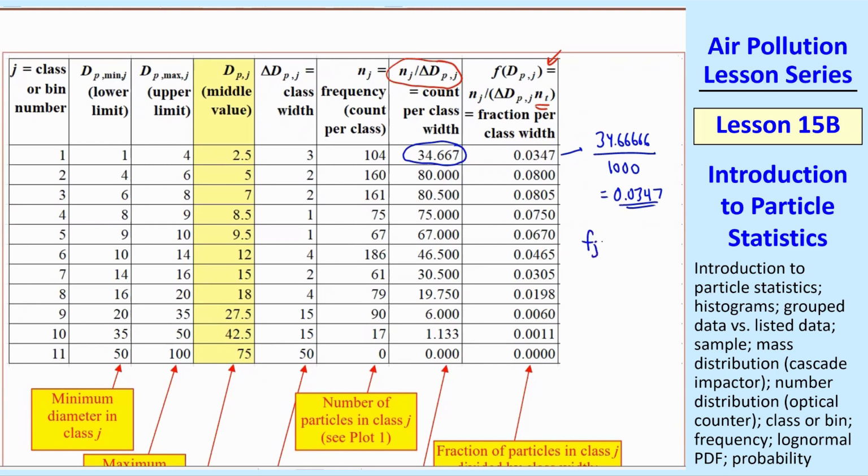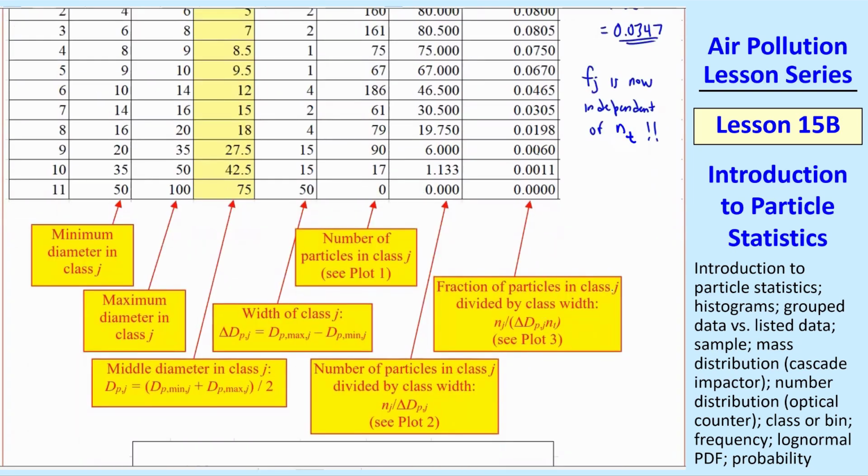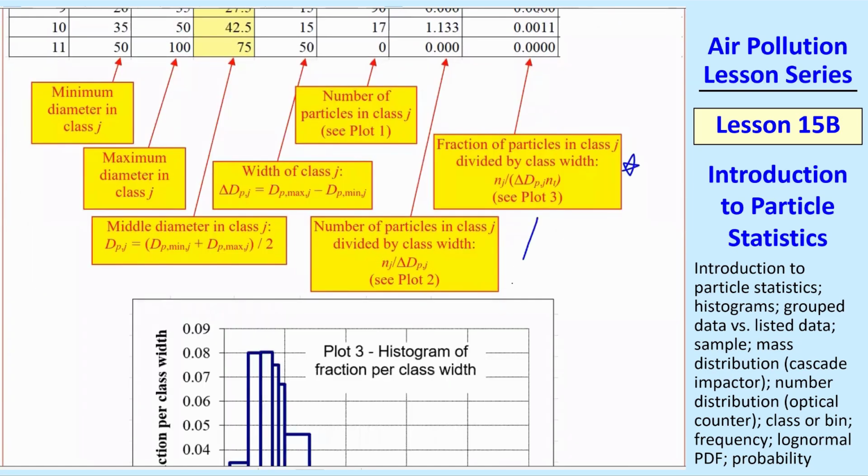Why do we do this? Well, fj is now independent of nt. It doesn't matter how many particles we measure total, as long as we have enough to be statistically valid. Fj doesn't change regardless of how big nt is. We call this the fraction per class width, or bin width: fraction of particles in class j divided by class width. And I plotted that as plot 3.